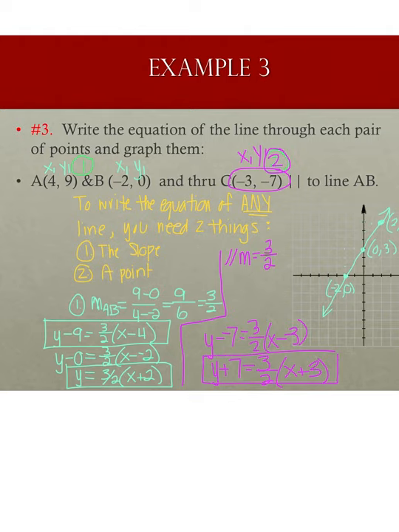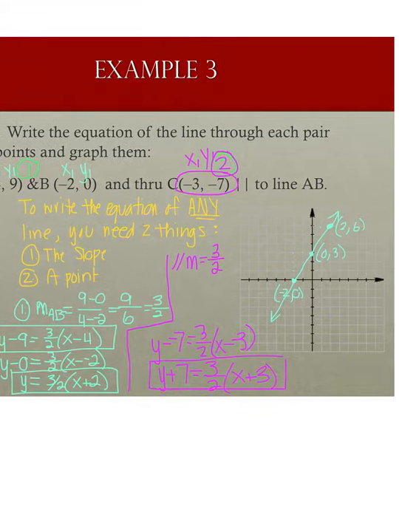All right, to graph it, I'm going to go to negative 3, negative 7. 1, 2, 3, 1, 2, 3, 4, 5, 6, 7. And now that point, negative 3, negative 7, I label it on my actual graph. Go up 3, right 2. I'm now at negative 1, negative 4. Up 1, 2, 3, over 2. I'm at 1, 1. Connect the line.